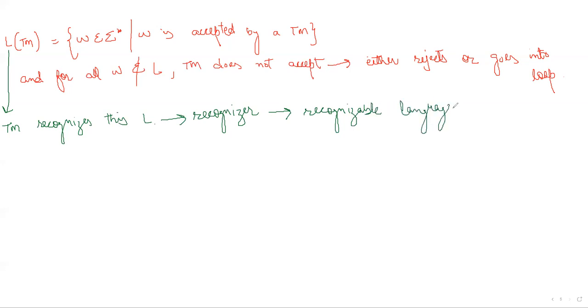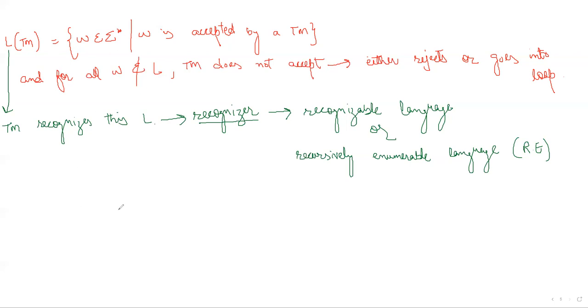Or we can say it is also called a recursively enumerable language. So what is a recursively enumerable language? A recursively enumerable language is the language accepted by Turing machines. Fine. And a Turing machine is called a recognizer for a recursively enumerable language.